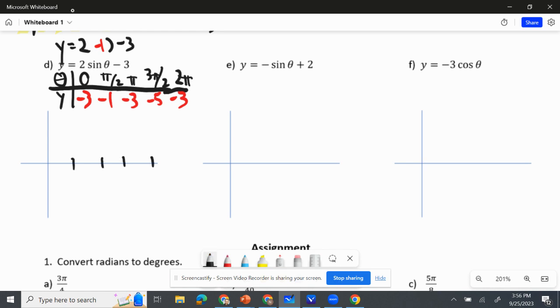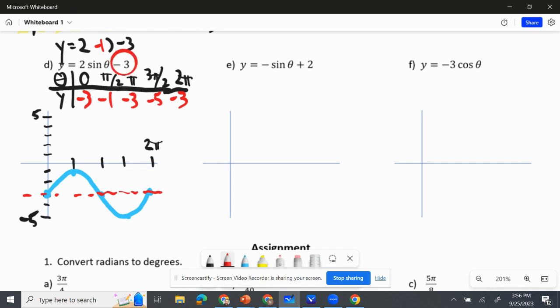So 0 and 2 pi are always going to be the same. I'm going to go up to 5 and down to -5. When I'm plotting my first one, I go to -3 and then -1, back to -3. I go to -5, and then I go back to -3. So notice that we have our sine curve. Notice that once again, our vertical translation or our midline is always based off of our constant value. And then since my amplitude is 2, notice the distance between the midline and the peak is a distance of 2.